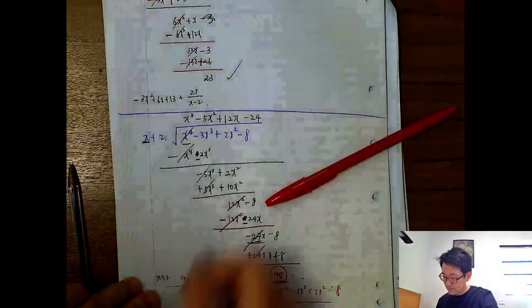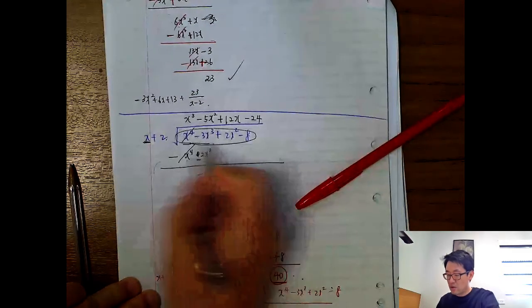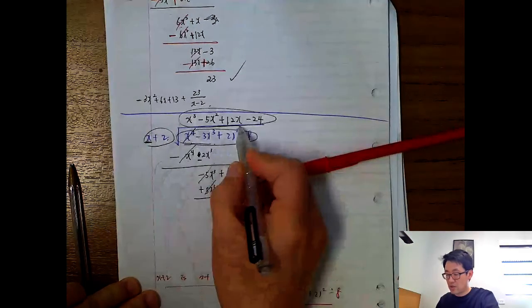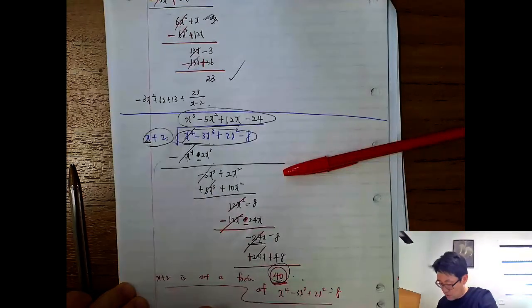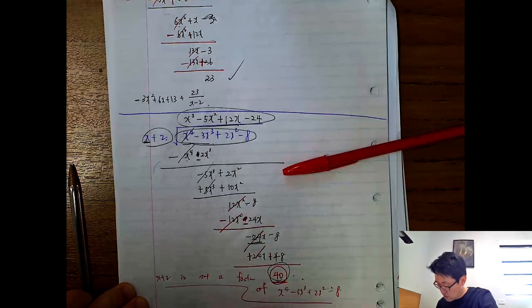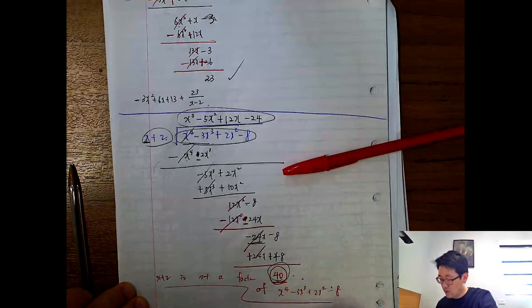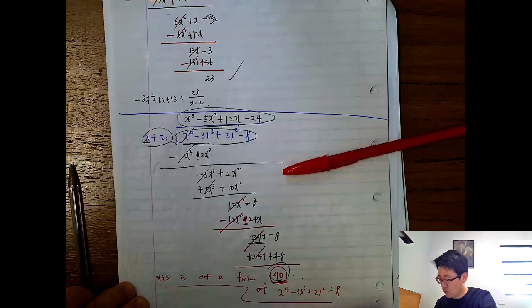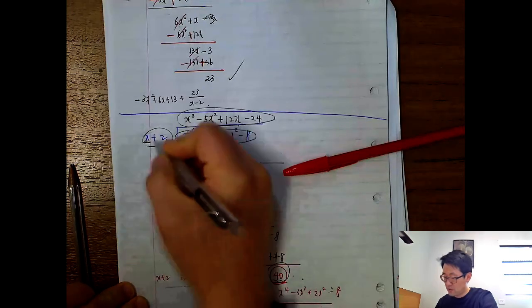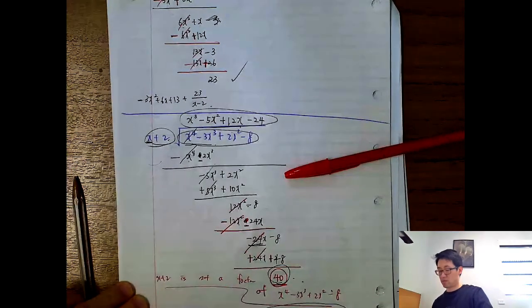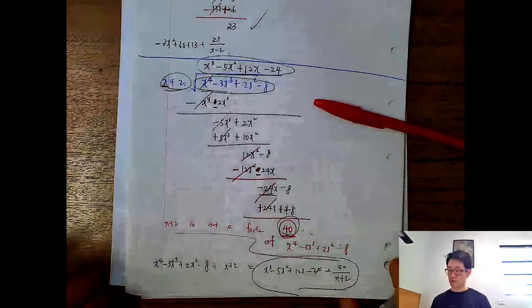Also I can say dividend, divisor, quotient, remainder: the dividend divided by x plus 2 equals the quotient plus remainder over divisor. Sounds good for you guys?